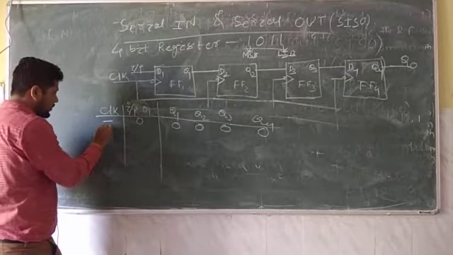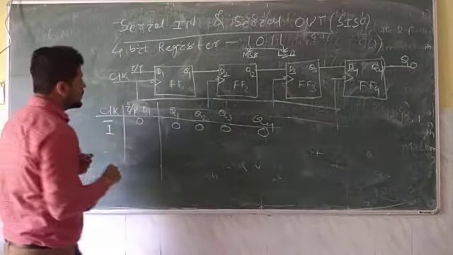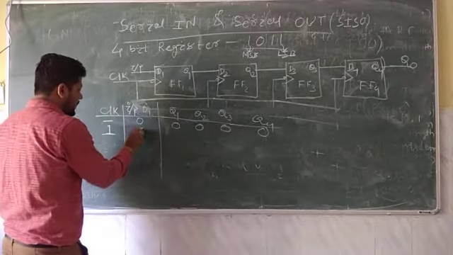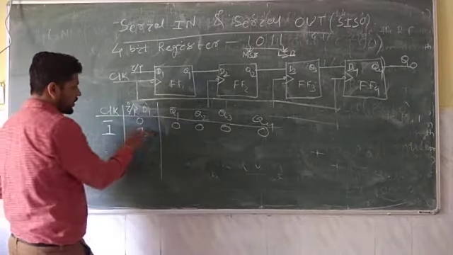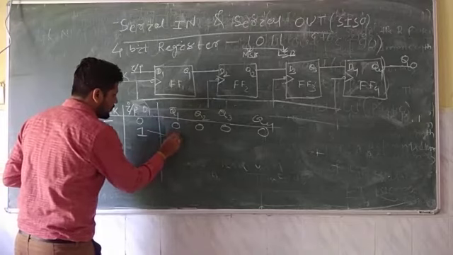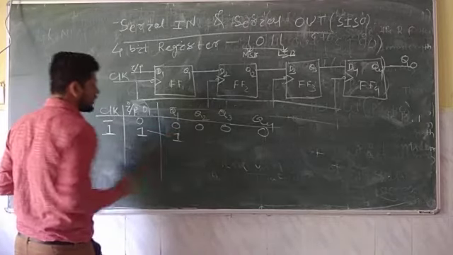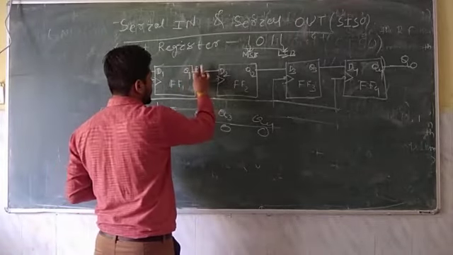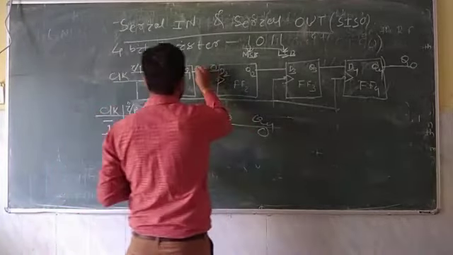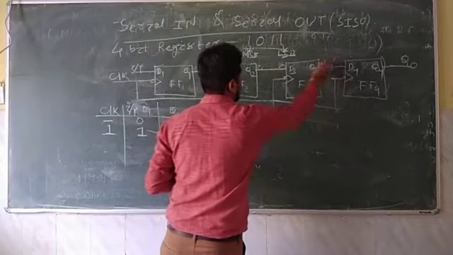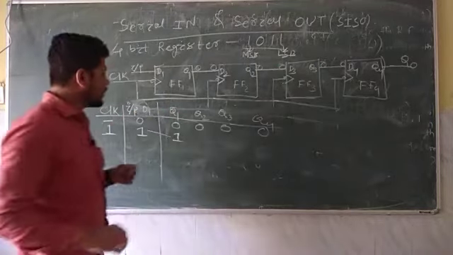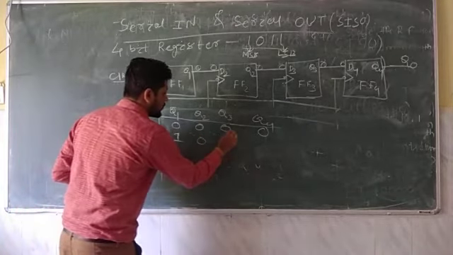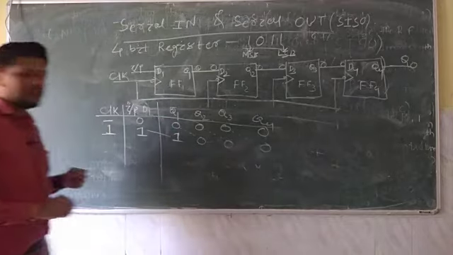When the first clock pulse is applied, that is clock pulse number 1, you are applying 1 as data. That data enters Q1, so Q1 is 1. The remaining outputs are 0, as they were when the clock was not applied. Each 0 is shifted to the next flip-flop: this is shifted to 0, this is shifted to 0, and this is shifted to 0. This is how it works.